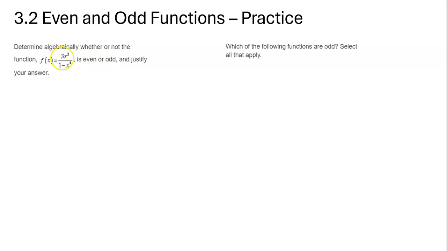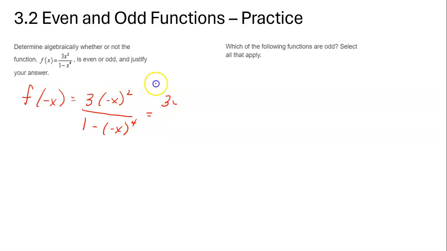So it says determine algebraically whether or not this function is even or odd. Justify your answers. So we're going to plug in negative x. So I get 3 times negative x squared over 1 minus negative x to the fourth. That's going to be 3x squared over 1 minus x to the fourth. So we literally get the exact same thing. f of x is equal to f of negative x, which makes this even.